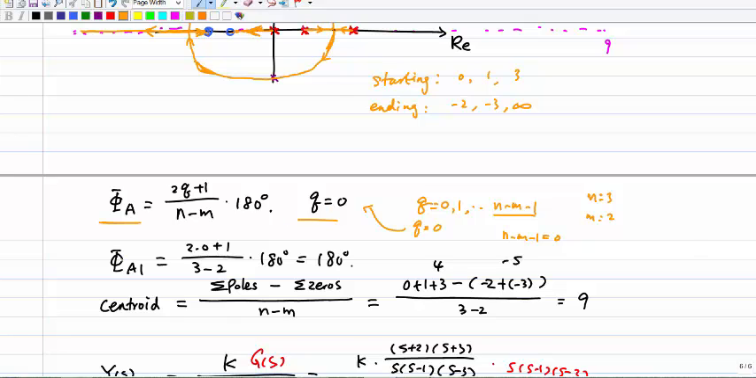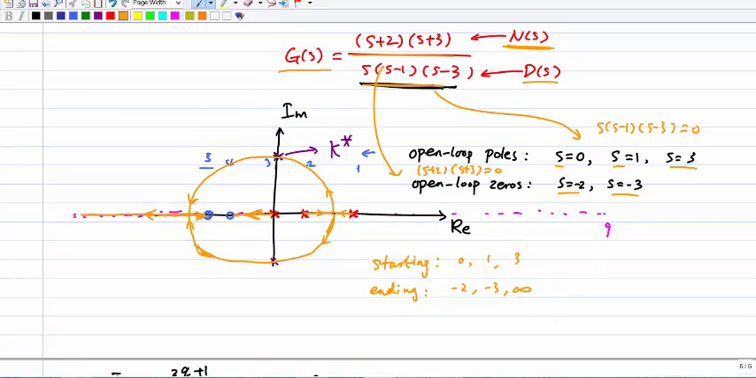I have the phi angle as 2 times 0 plus 1 divided by 3 minus 2 times 180. So this gives me 180 degrees. The centroid is computed by the sum of the poles minus the sum of the zeros, divided by n minus m, which is 0 plus 1 plus 3. Actually, we have 2 zeros. One is negative 2, one is negative 3. We do the sum of the 2. So it's 4 minus negative 5, which is 4 plus 5, which is 9. 9 divided by 3 minus 2, which is 9.